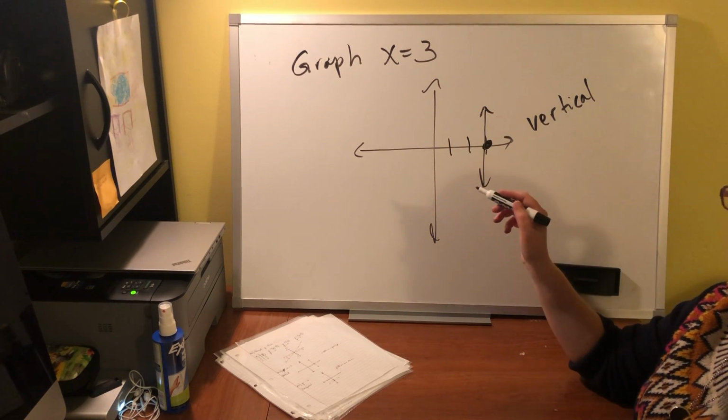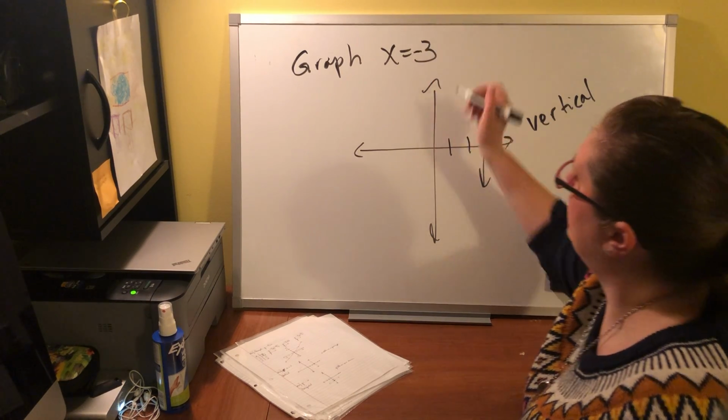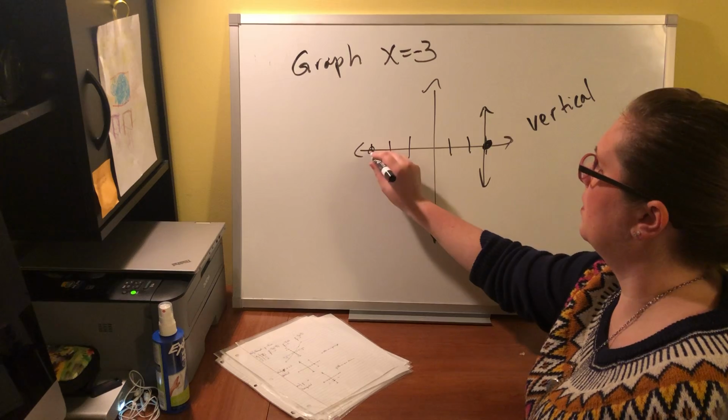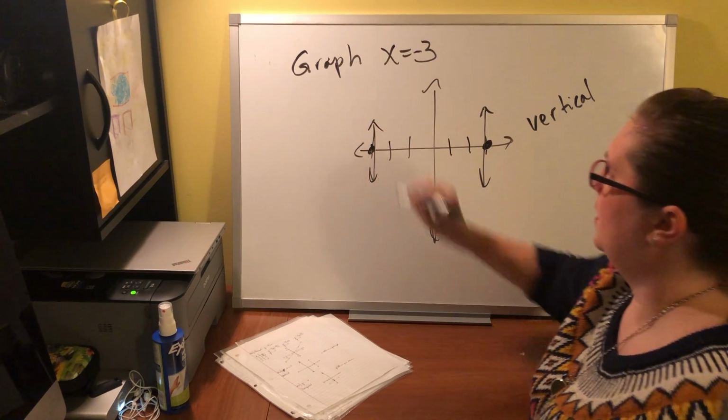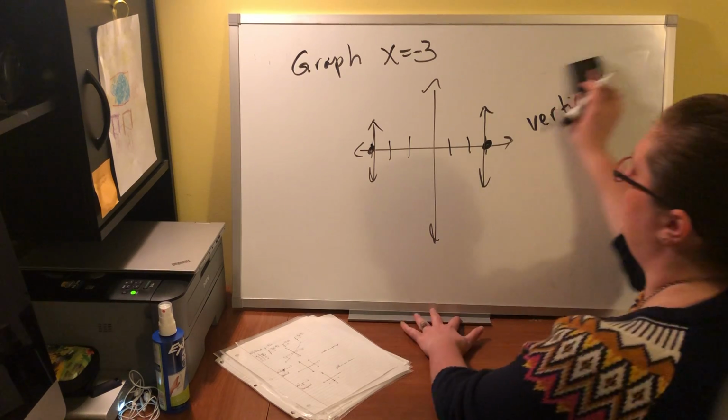If this was a -3, so let's say this was negative, hopefully you can see that, 1, 2, 3 to go to the left 3, and there would be your other graph. Okay? All right. Let's look at another.